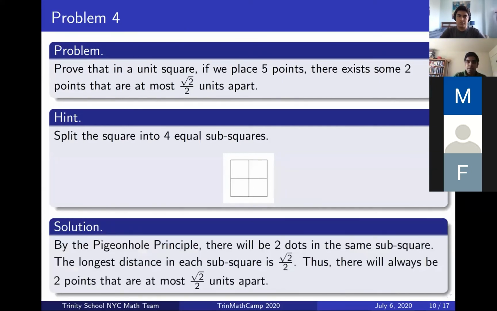After we divide the unit square into 4 subsquares, you can notice that by Pigeonhole, since we're placing 5 points into this square, there will be at least 2 dots in the same subsquare. And you can notice that the longest distance in each subsquare is square root of 2 over 2, which is essentially just the diagonal of each of these subsquares. You can verify that for yourself. And that essentially proves the claim.